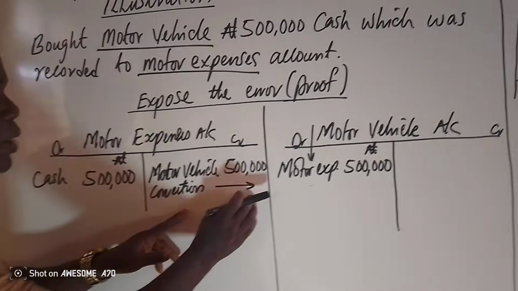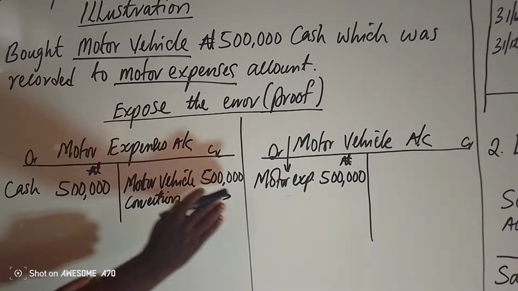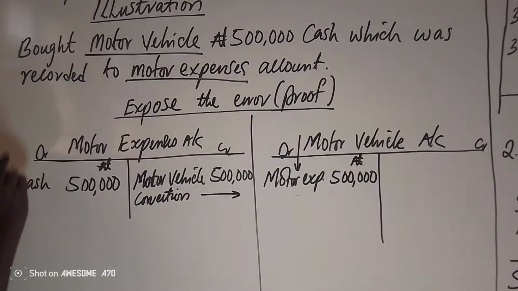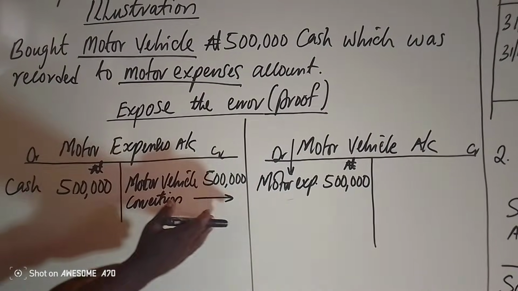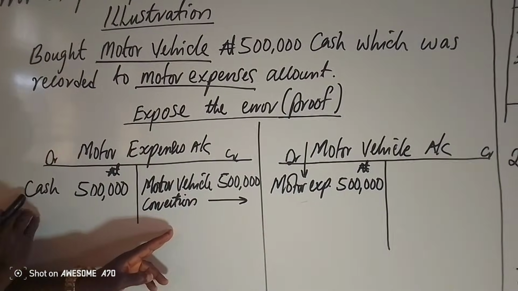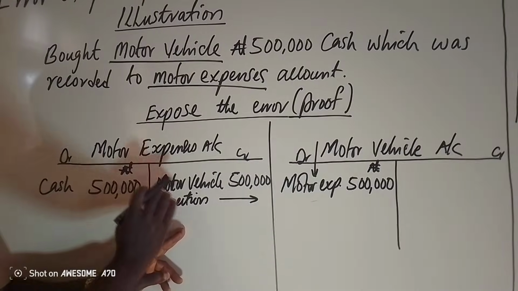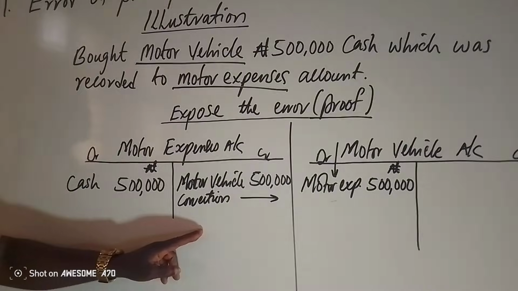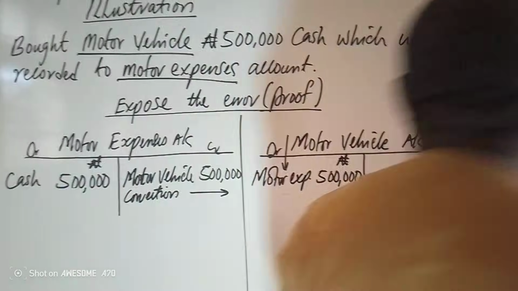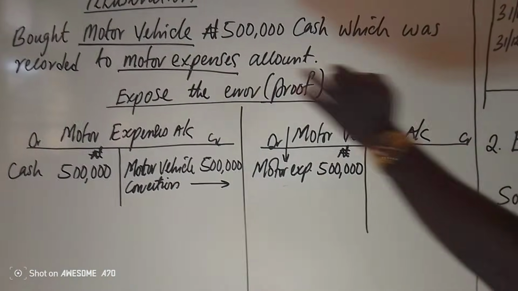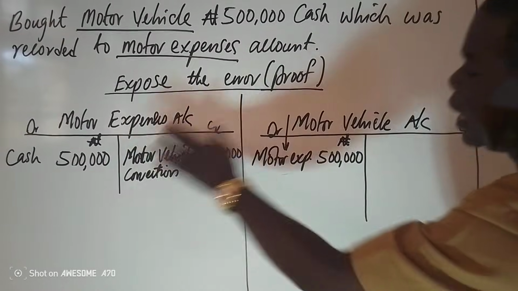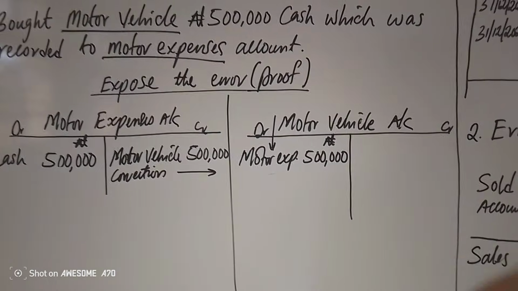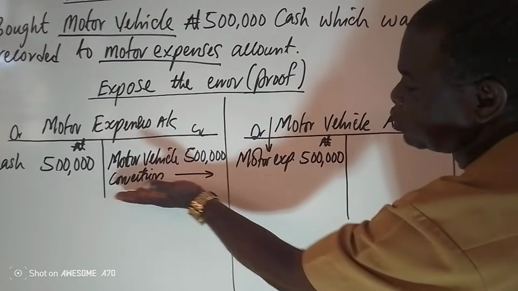Then look at the arrow. The arrow is showing that it's a removal. You are going to remove the 500,000 that was posted wrongly in motor expenses by posting the same amount on the credit side, so that the 500,000 cancels the other amount here. Then indirectly this amount has been removed or corrected from the motor expenses account. Then as you go to motor vehicle account, the amount that was removed here will be posted in the debit. Mind you, we're still talking about double entry here. This is a credit posting, or a credit entry.